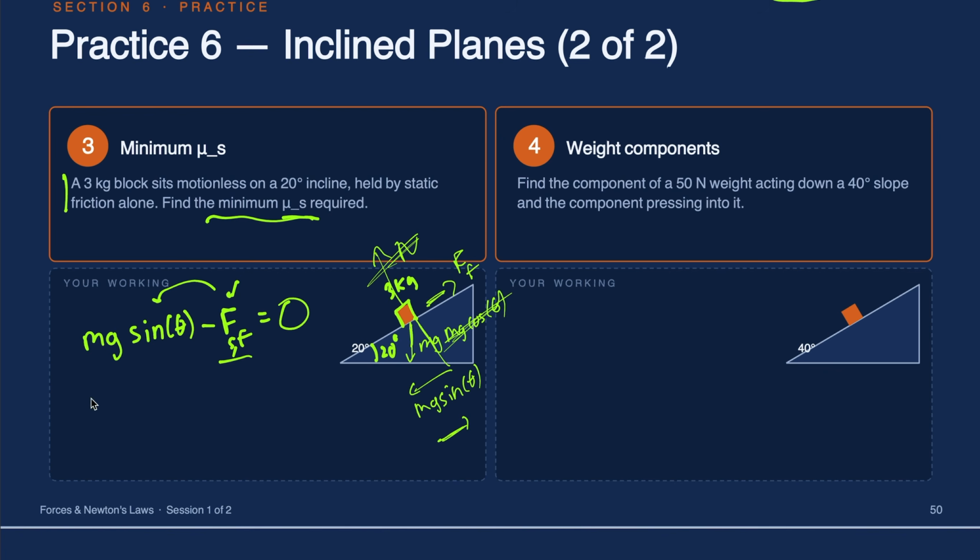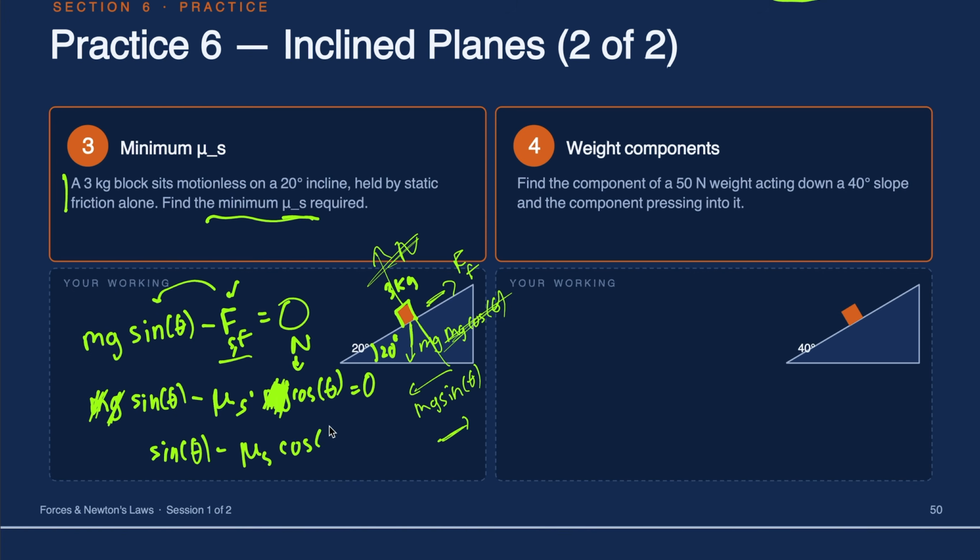So mg sine theta minus mu s times N, which is mg cosine theta, right? Because this is the normal force. Has to be equal to 0. You can divide both sides by m, divide both sides by g, and then sine theta minus mu s cosine theta is equal to 0.